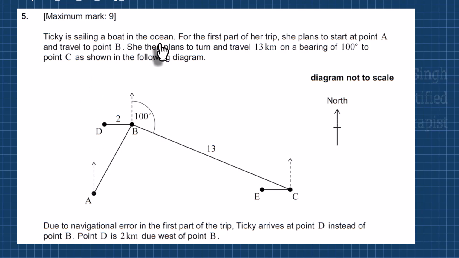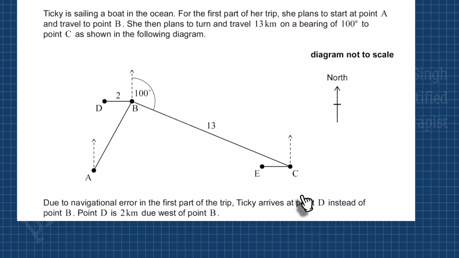She's sailing a boat in the ocean. She starts from A, and the plan is to reach B. She starts from A and goes to B, and then she plans to take a turn at a bearing of 100 degrees and travel 13 kilometers to reach a point C. Now, that was the initial plan.